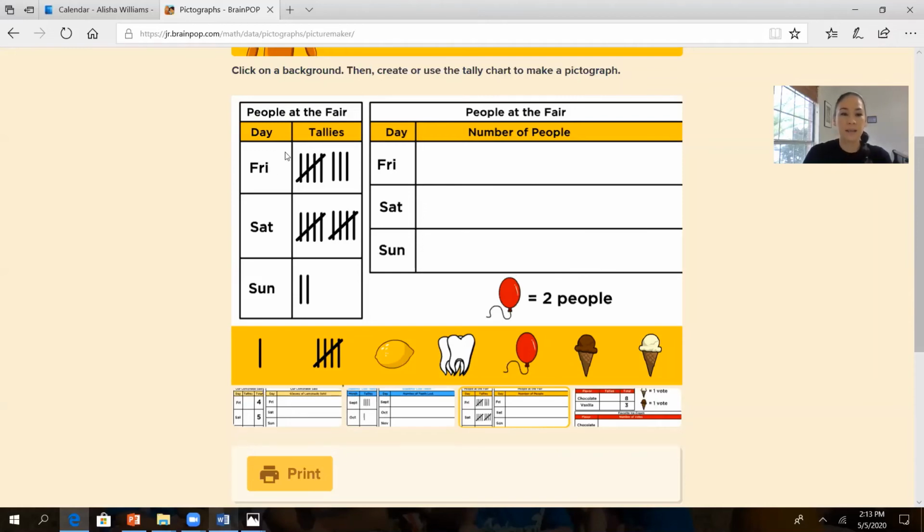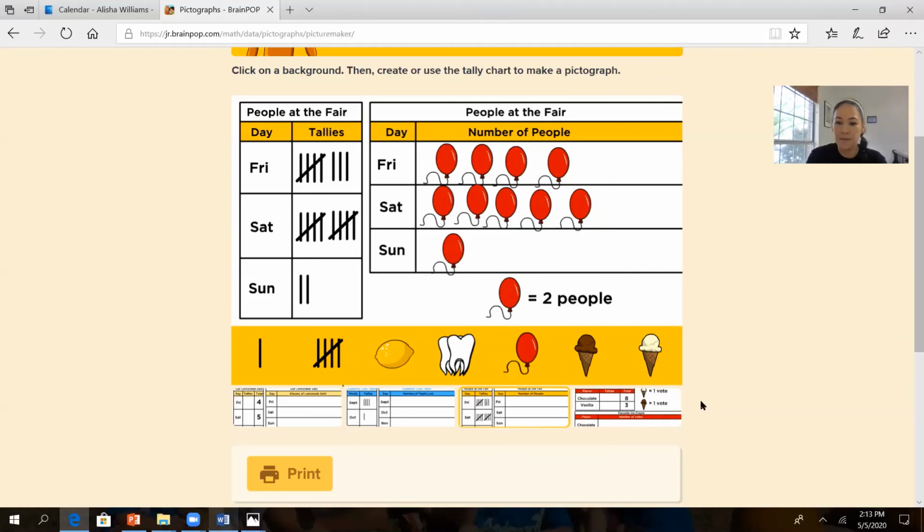So let's look at Friday. It's people at the fair. Here are the days, Friday, Saturday, Sunday, and the tallies. So Friday, 5, 6, 7, 8. So let's count by 2s. 2, 4, 6, 8. Saturday, 5, 10. So let's count by 2s now because each balloon equals 2. 2, 4, 6, 8, and 10. On Sunday, 2. So I just need 1 balloon because it's 2. Awesome job. Thanks for helping, friends.